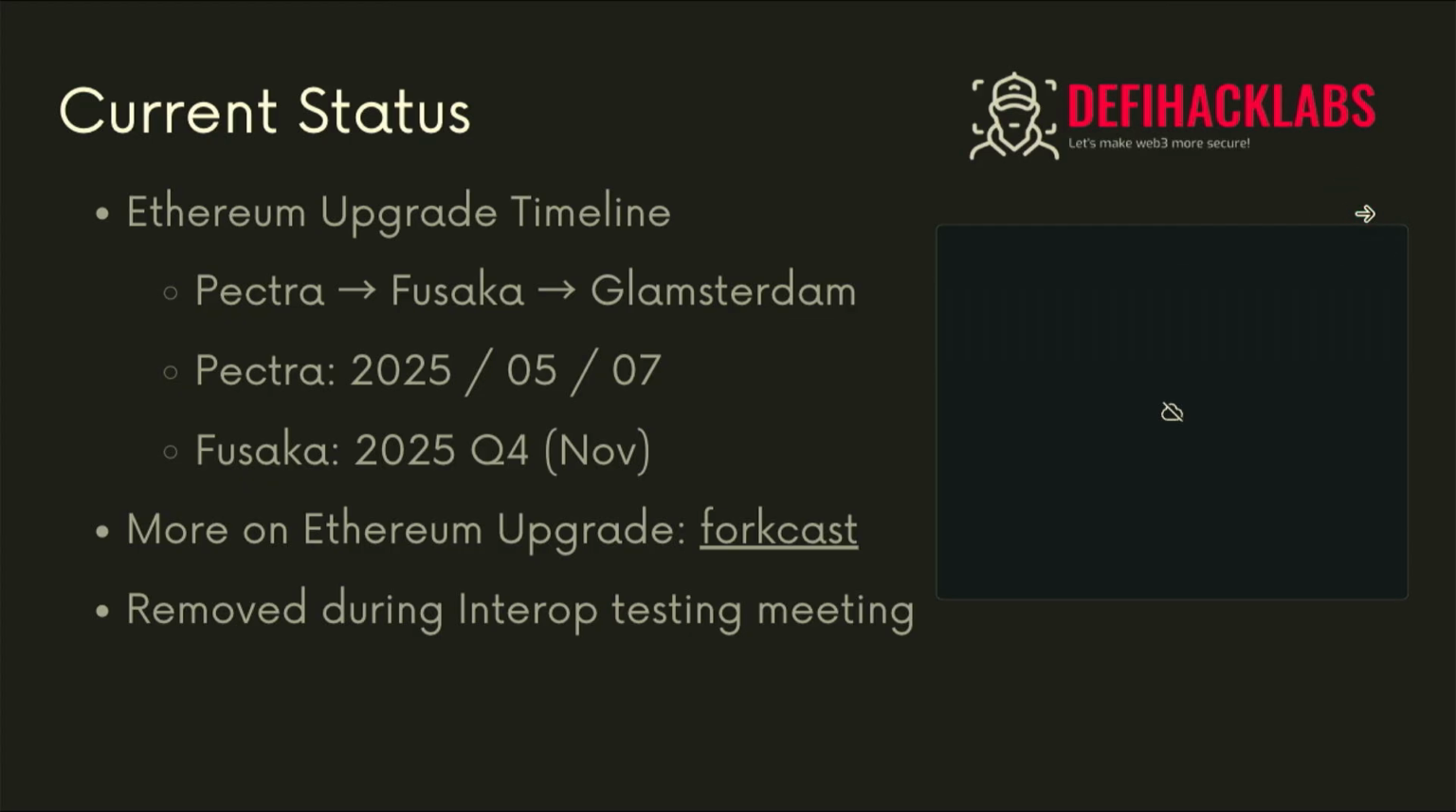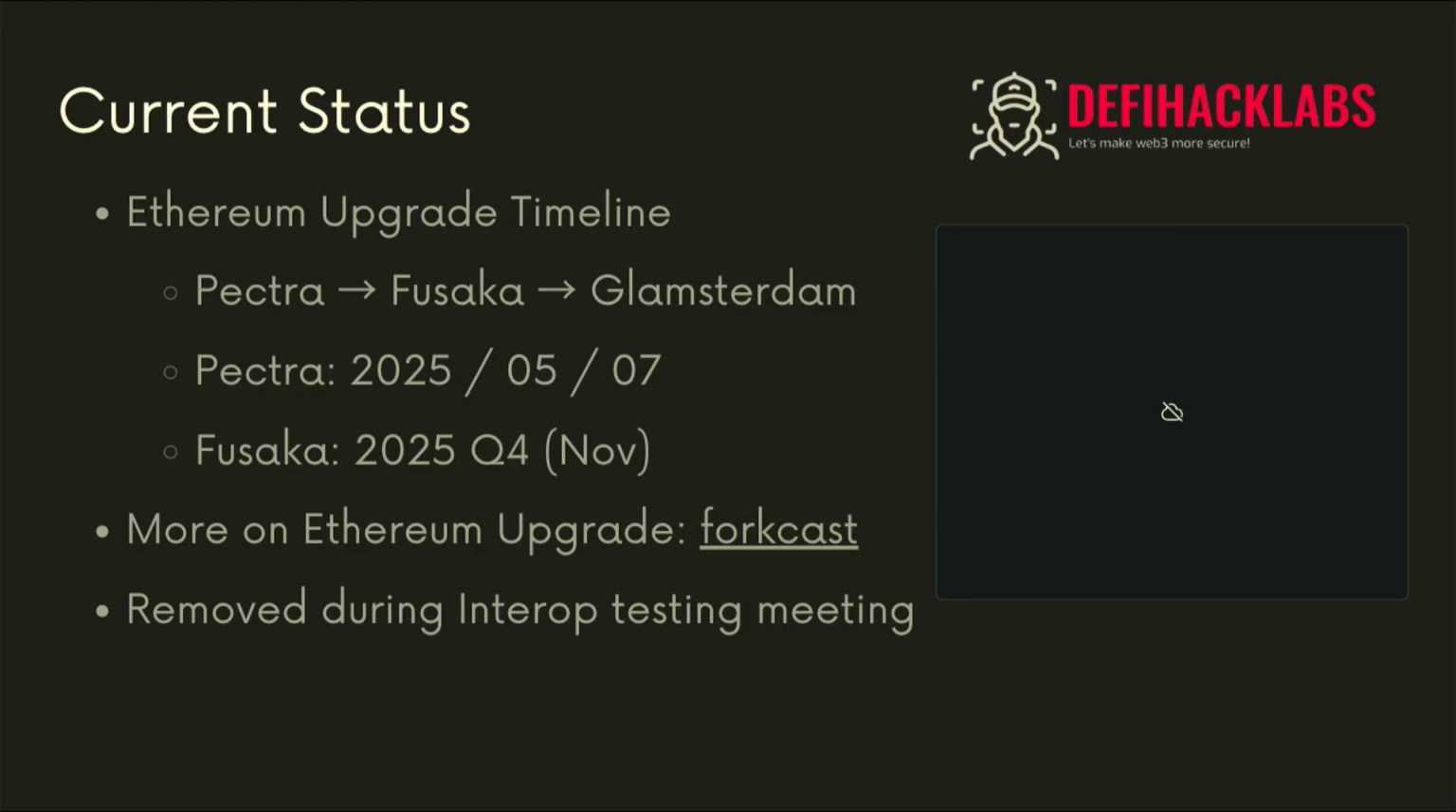All right, what is the current status of EOF? First, let's take a look at the Ethereum upgrade timeline. We already had Pectra upgraded in May this year, and Fusaka is scheduled for November this year. After that, we will have Glamsterdam, maybe in Q2 next year. EOF was originally scheduled for Pectra, but because Pectra was too large, it was moved to Fusaka.